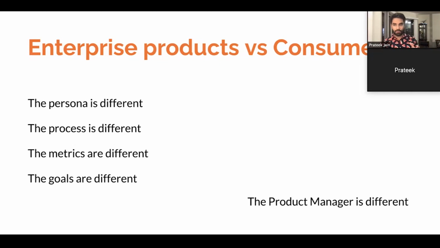So therefore, if the problems are different, the people we're serving is also different. A consumer might be 14 to 35, the target age group for Instagram. But the persona at work will be completely different. We'll talk about it. And because of these differences, the person who builds those products, the product manager, is different. And here's how they're different.